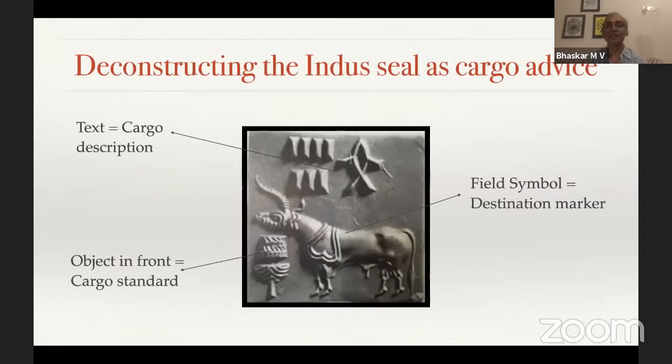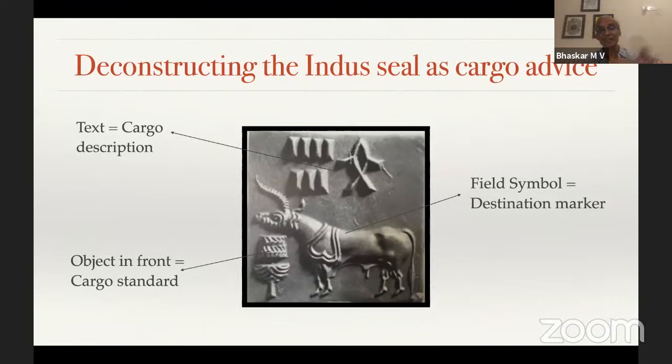So if we deconstruct the Indus seal as a cargo advice, we have three elements: the field symbol as a destination marker, the object in front, which I propose is a cargo standard. Nobody has proposed it as a cargo standard. It is always referred to as the mystery object, and nobody knows the meaning or the significance of that mystery object. Several values have been proposed historically.